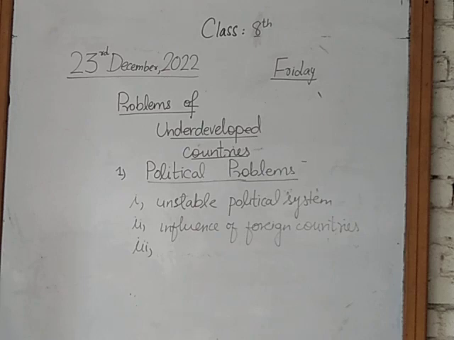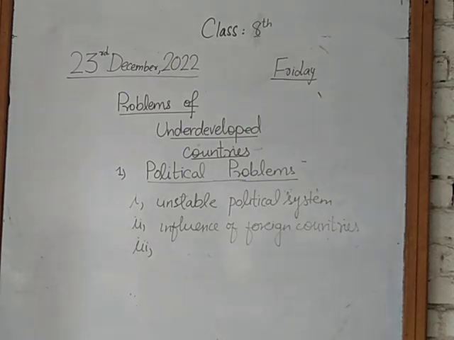Foreign countries like the USA and UK are influencing underdeveloped countries because they are taking loans from them. Because some underdeveloped nations have to take loans from a developed nation, of course, the developed nation will create influence on the underdeveloped nation. They will also interfere in the political system of underdeveloped nations. Because of this interference, different political problems will be created in the system.